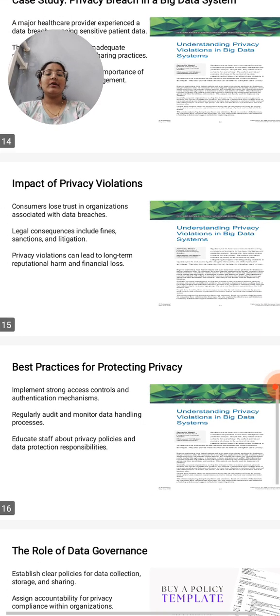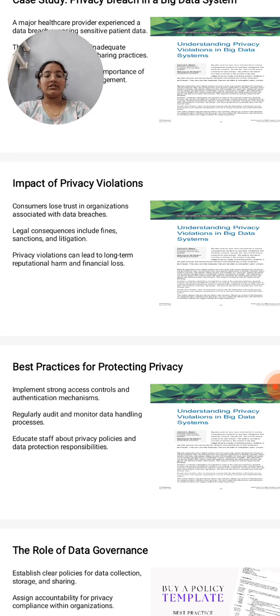The next slide is about impact of privacy violations. Consumers lost trust in organizations associated with data breaches. This results in reputation damage. Legal consequences include fines, sanctions, and litigation. Privacy violations can lead to long term reputational harm and financial loss.